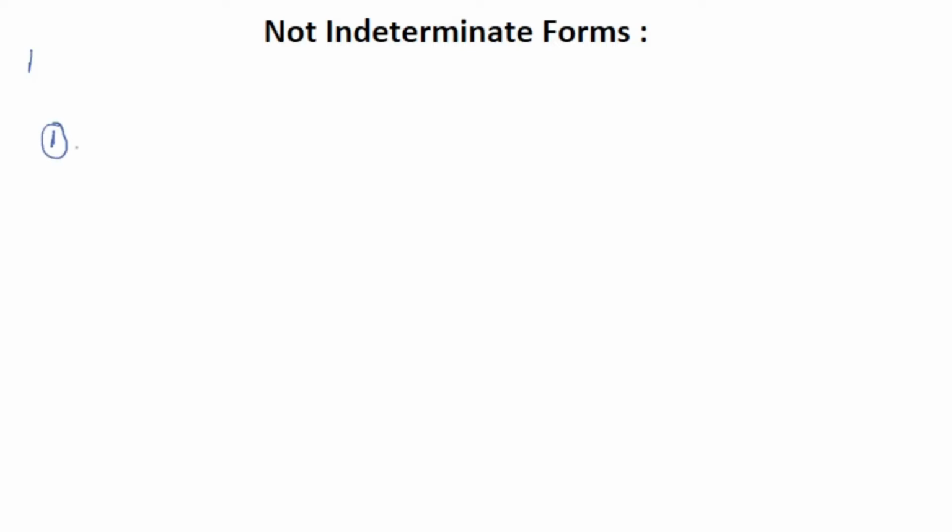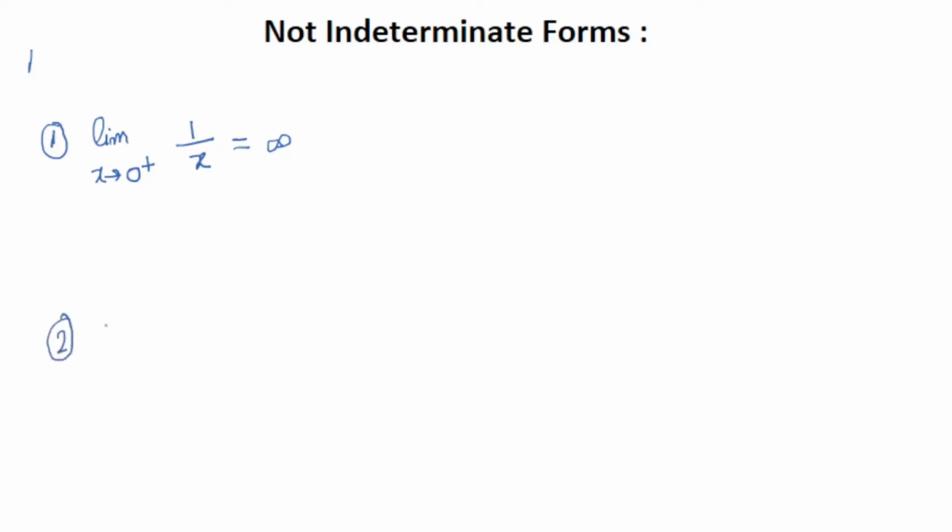First is limit x tends to 0 plus of 1 upon x. What is the value of this limit? If x tends to 0 plus, then this x is going to be 0 plus, and the value is going to be plus infinity. And this is not an indeterminate form.